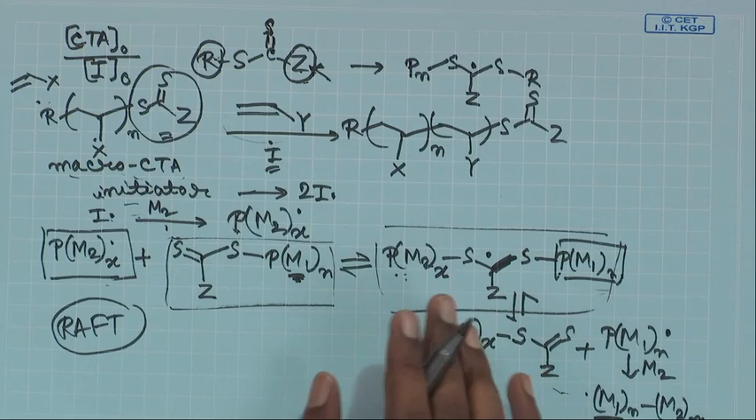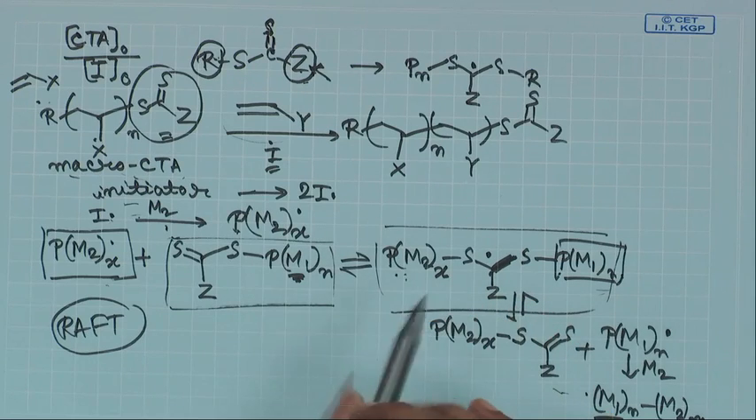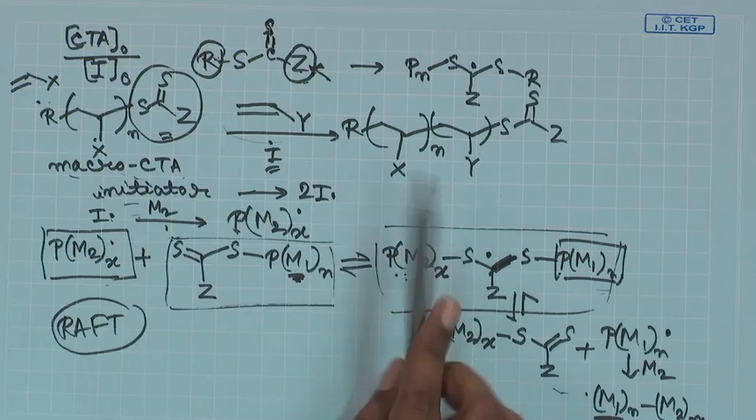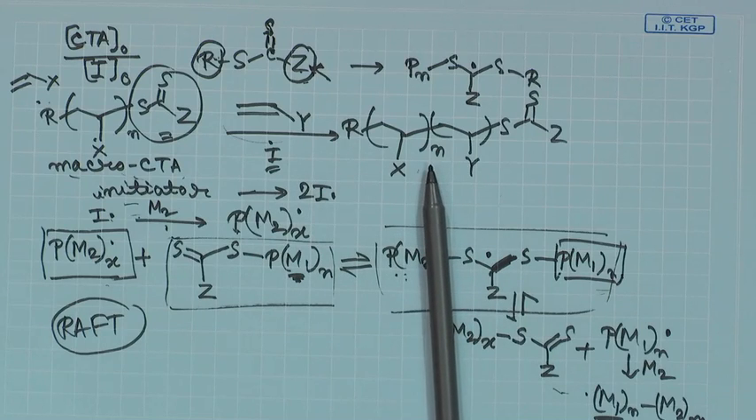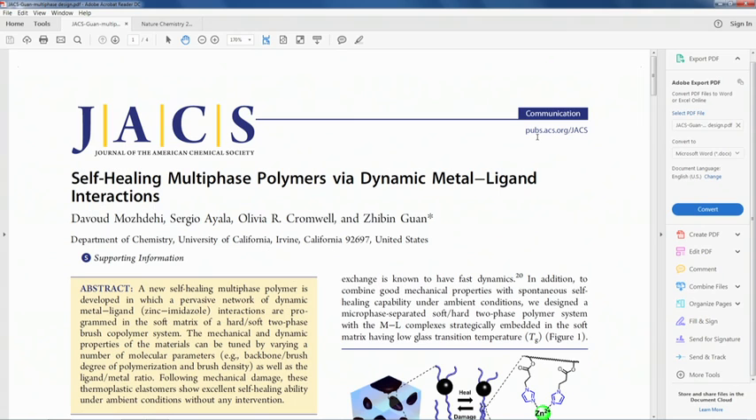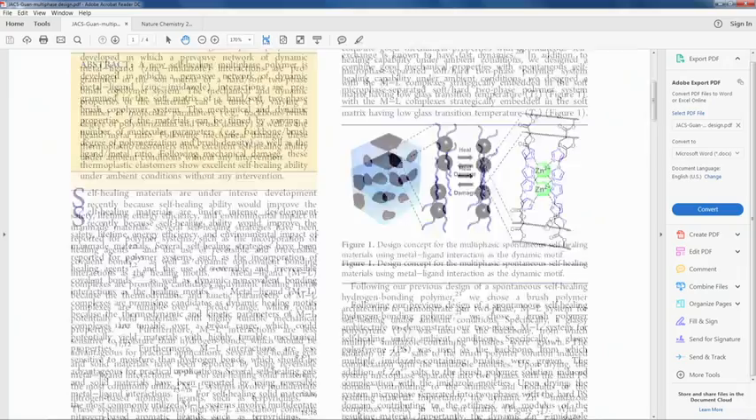So, we will complete the discussion on living chain polymerization in this class by giving you one more example of RAFT chain copolymer. We will go back to the desktop and we will show you the particular paper here. Self-healing multiphase polymers via dynamic metal ligand interaction.